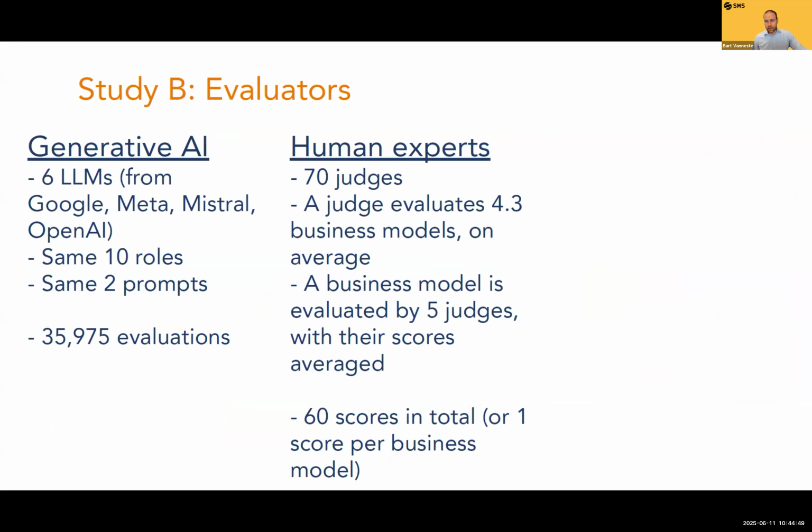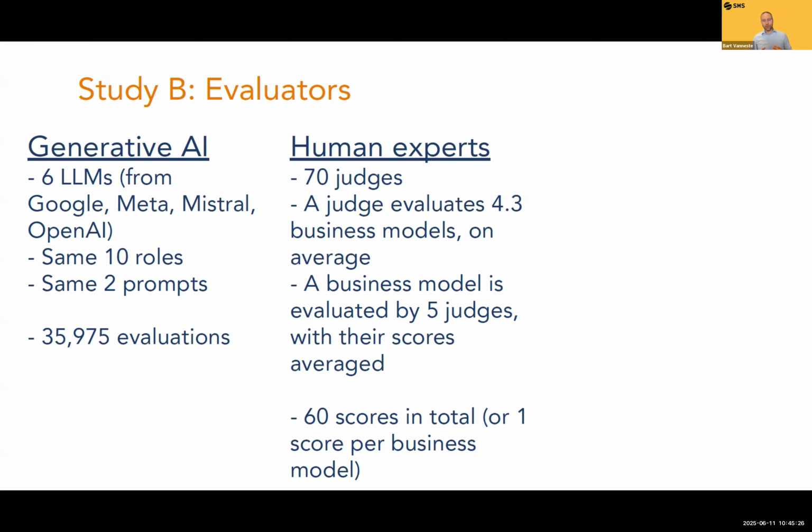Then we sort of go to the other sample where the idea is, well, does this replicate or does this generalize to a setting with actual business models? So the generative AI approach is the same, 6 LLMs, same 10 roles, same 2 prompts. We start with 60 business models, which gets you close to 36,000 evaluations. The human experts in this case were historical evaluation of human judges who scored the business models, and that yielded 1 score per business model once we aggregate those, and that then forms a baseline.